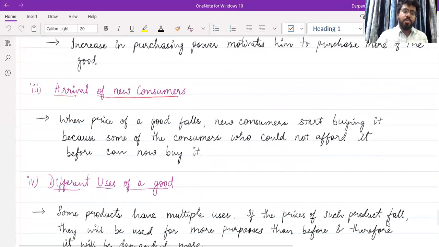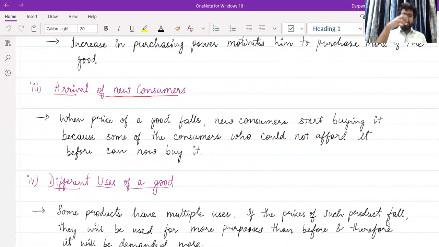Then arrival of new consumers, right? If my price is falling, there'll be certain customers who were not able to afford this product earlier, but now since the price has fallen, they can afford it. So there'll be arrival of new customers, because of which, again, since the price is falling, quantity demanded is increasing, right? So this can also be the reason.